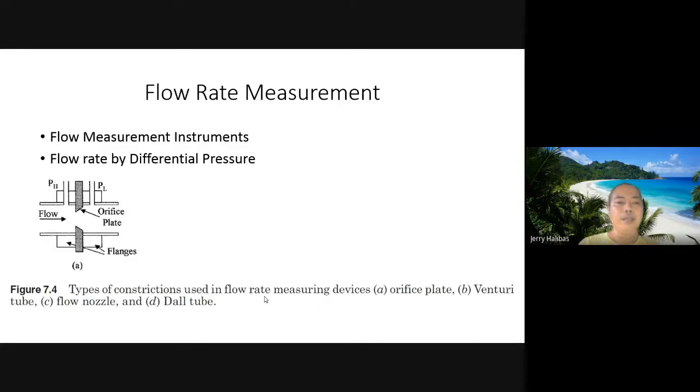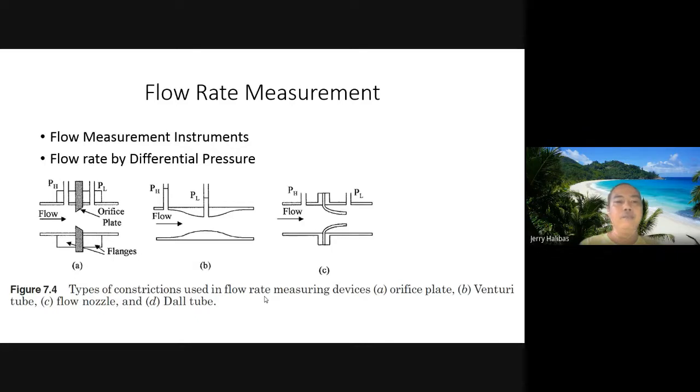So here they are: the orifice plate, then the most common is the venturi, followed by the flow nozzle, then the Dall tube. Okay, so take note, this is the indirect type. That one was the direct type; now we're on the indirect. And since it's indirect, it uses pressure to measure the flow, or technically the differential pressure.